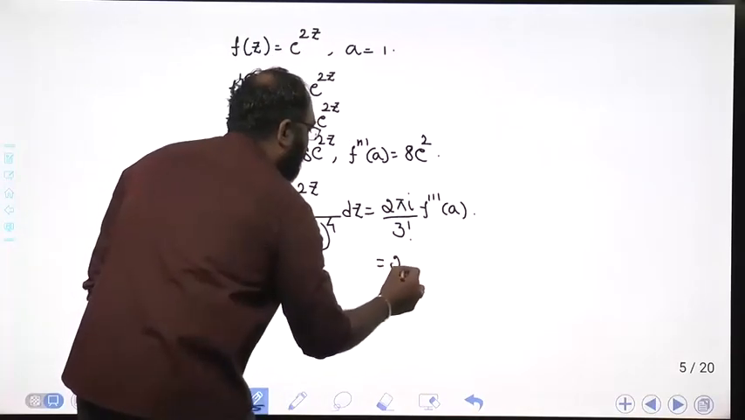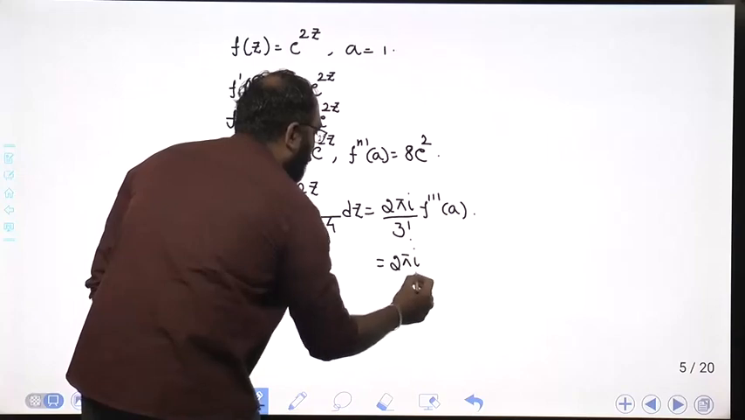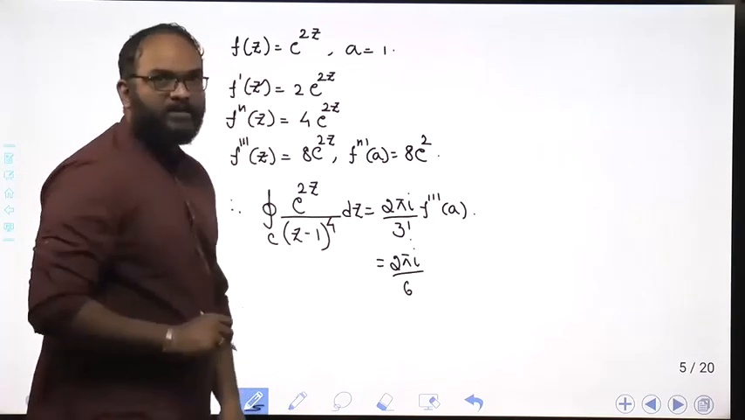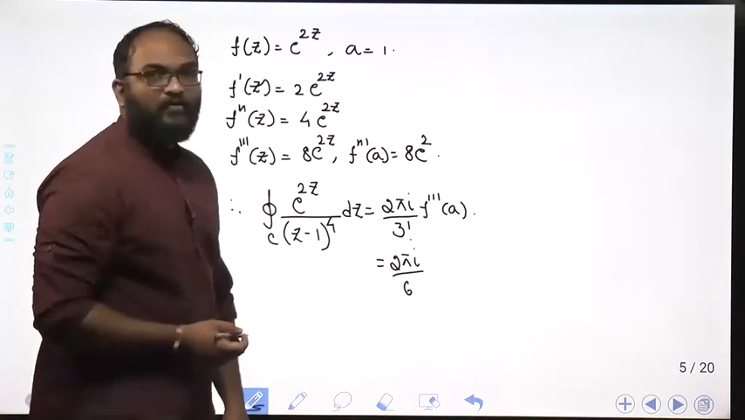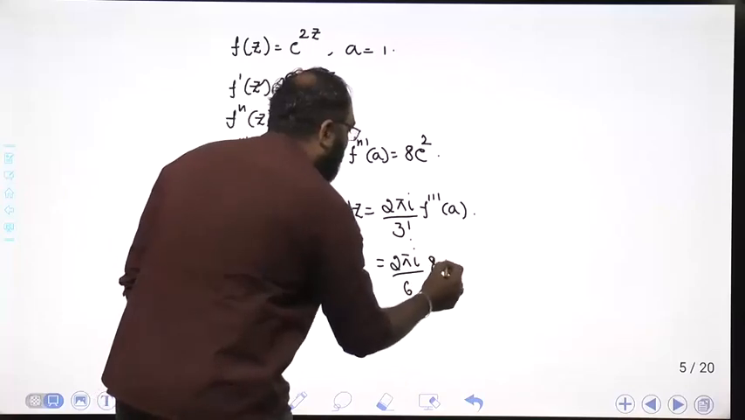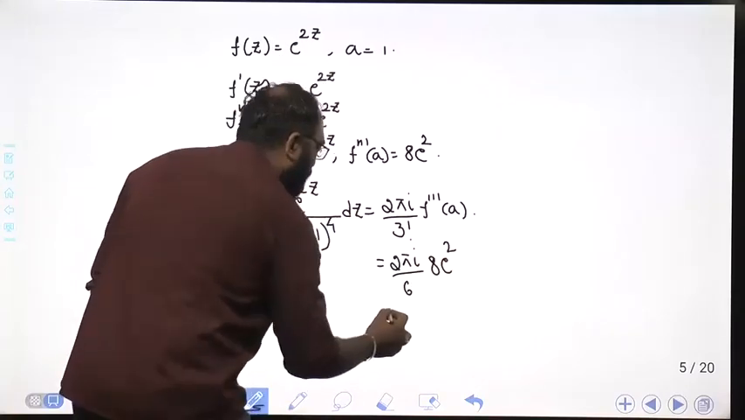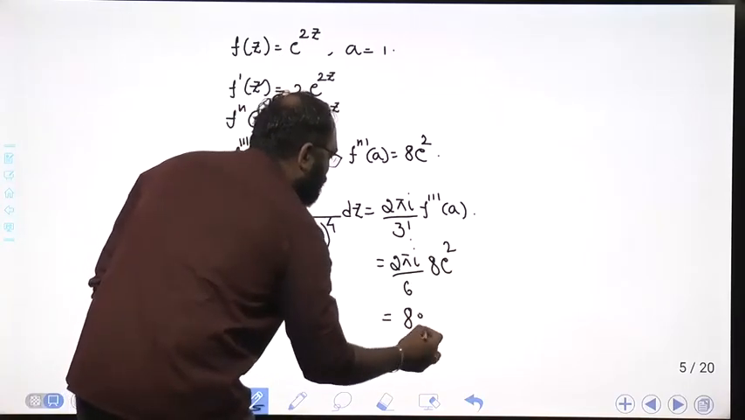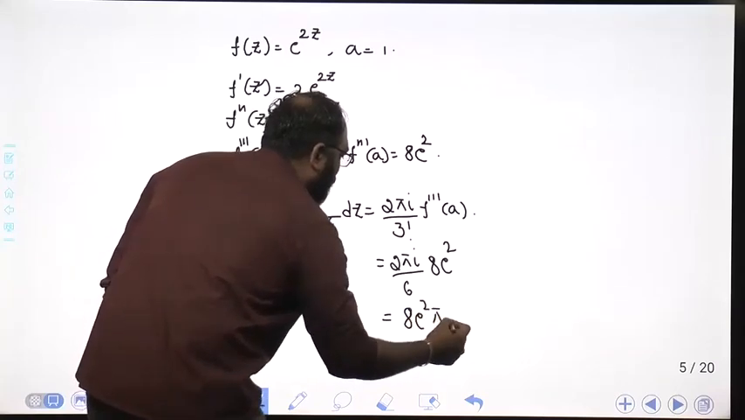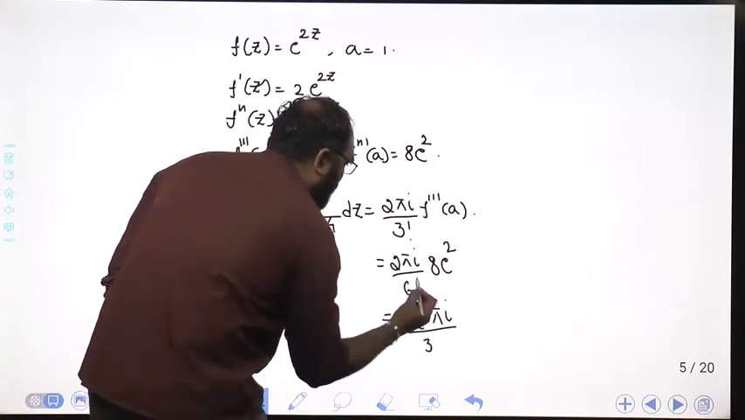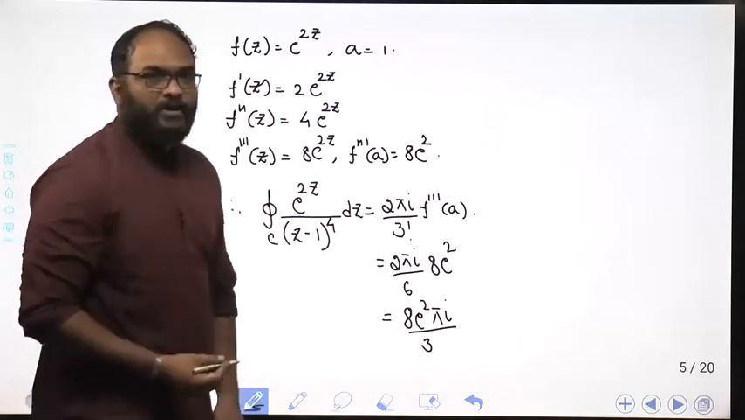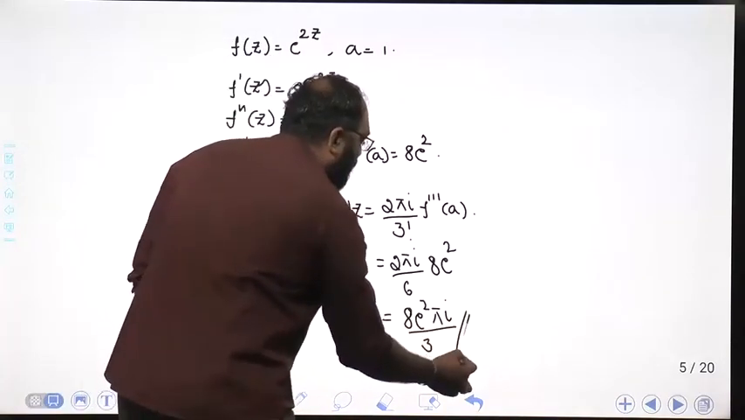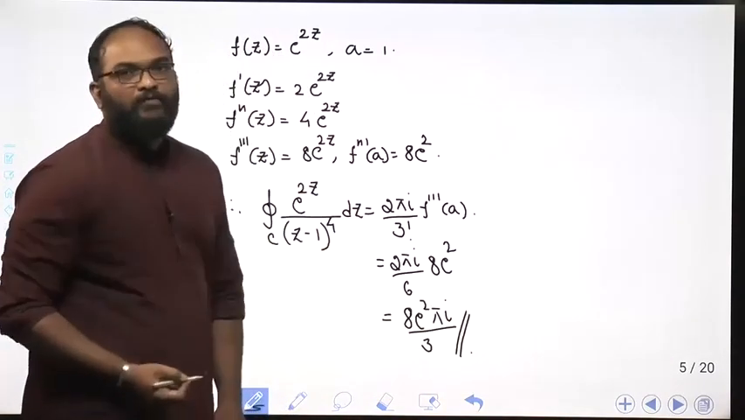What will it become? 2 pi i by 3 factorial is how much? 6. And what is f triple dash of a? That is 8e square pi i by 3. So 2 will be going 3 times. Okay, so this is the required value of the integral.